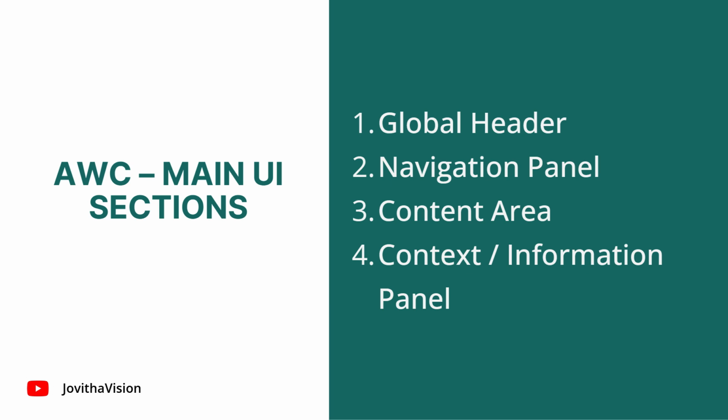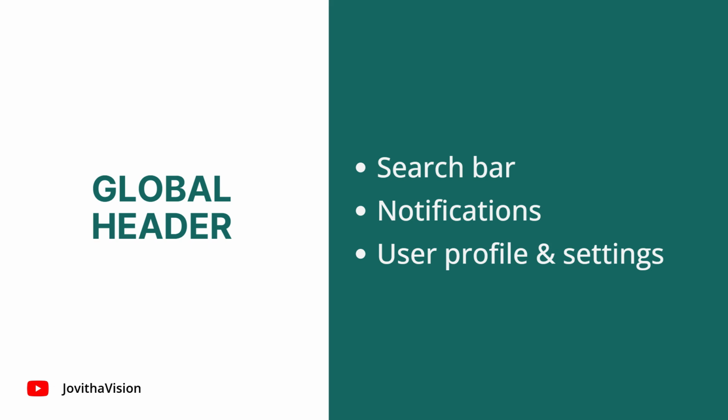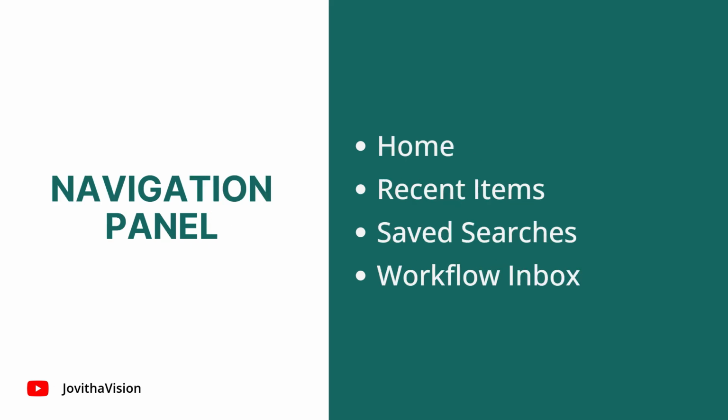Now let's understand the AWC user interface simply. When you log into Active Workspace, you will mainly see four areas. First is the global header. This is where you find the search bar, notifications, and your user profile options. Second is the navigation panel. This helps you move around and access home, recent items, saved searches, and your workflow inbox.